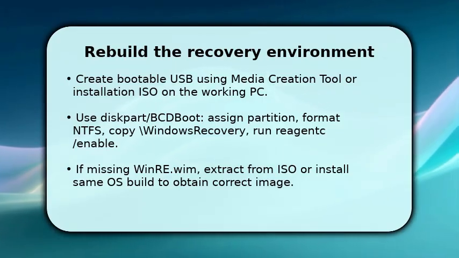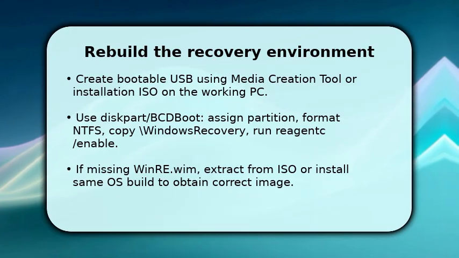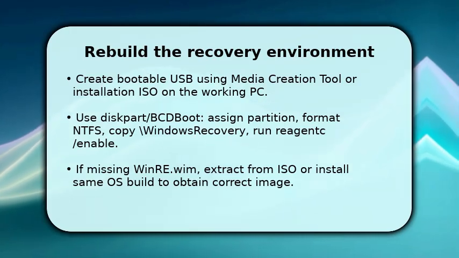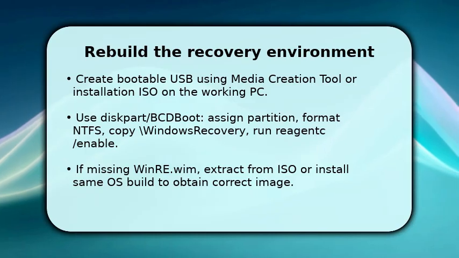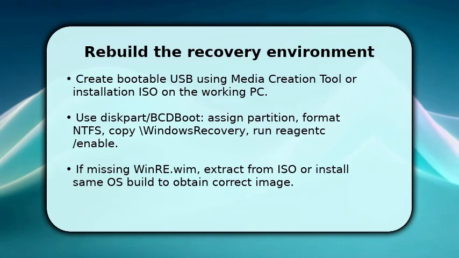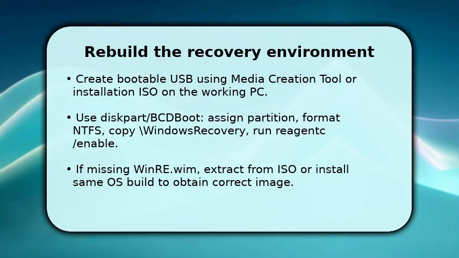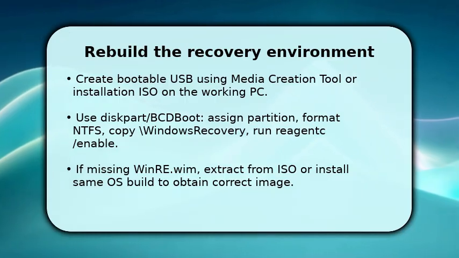Then, on the broken PC, use diskpart to assign and format a small NTFS partition. Copy the recovery/Windows RE folder or extract WinRE.wim from the ISO and place it in that partition. Finally, run reagentc with the /setreimage and /enable switches so Windows knows where WinRE lies.